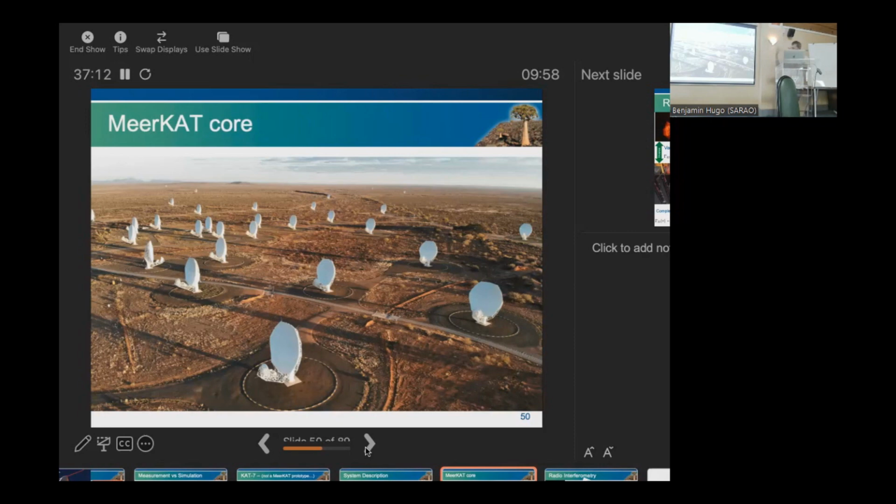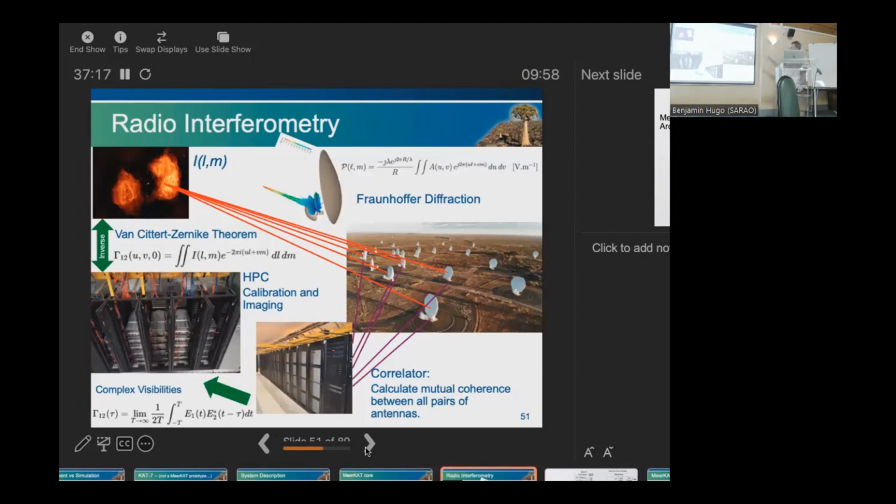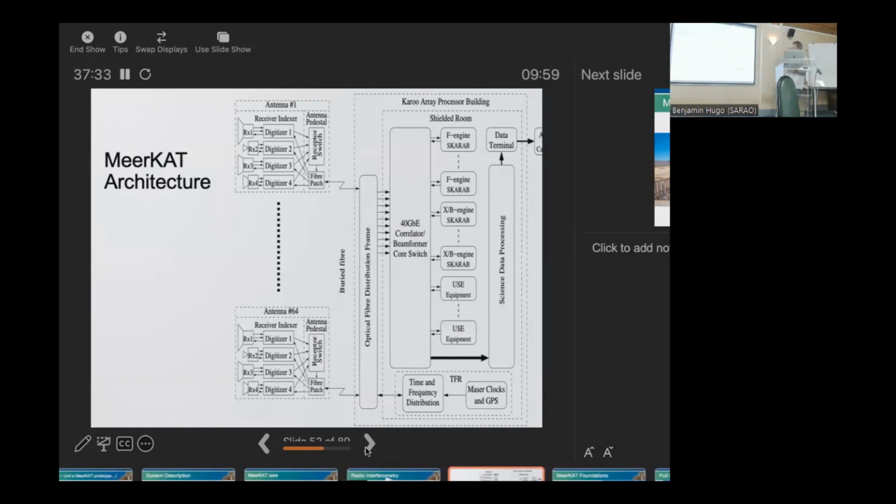So coming back to this picture again, because all I want to do now is to say, okay, what do we need to build? Well, we need to build antennas, we need to build a correlator, and we need to build an inverse machine that's going to do an inverse FFT and much more. So what we then build is a MeerKAT architecture. This is a generic architecture for radio telescopes.